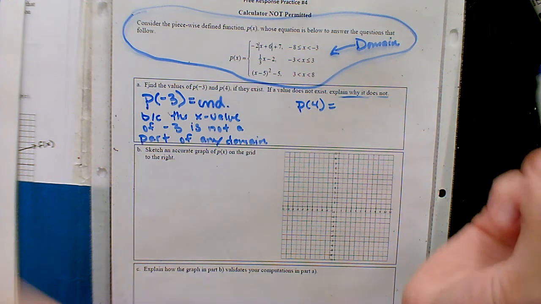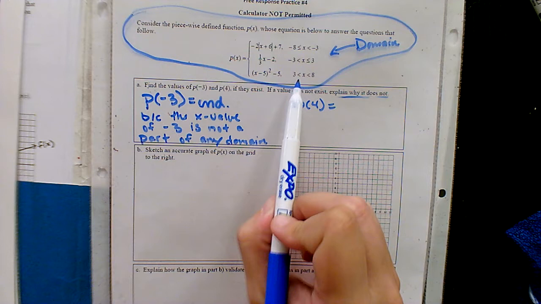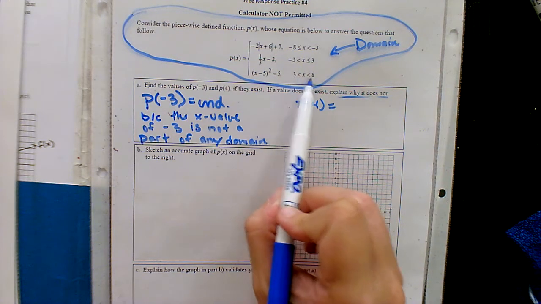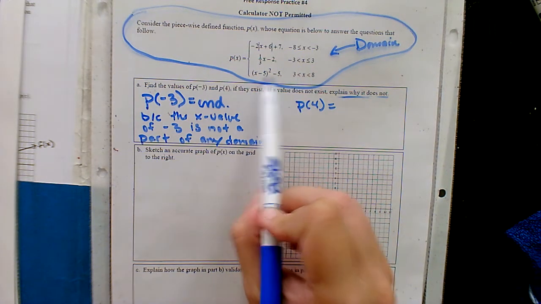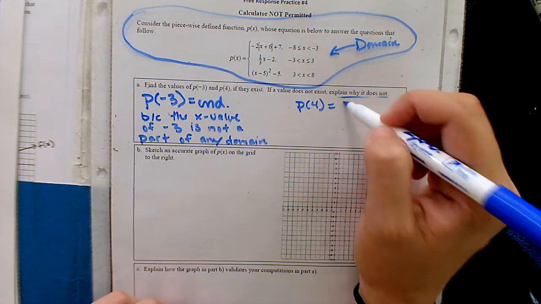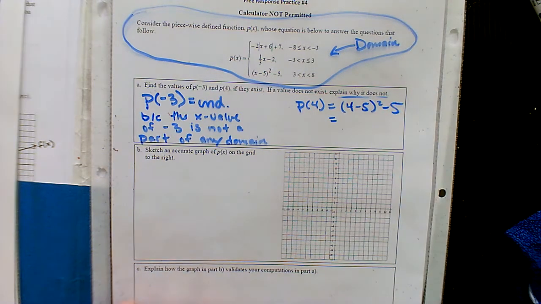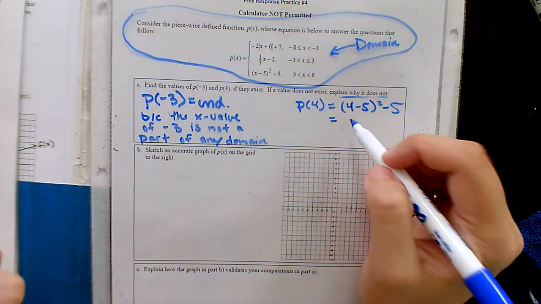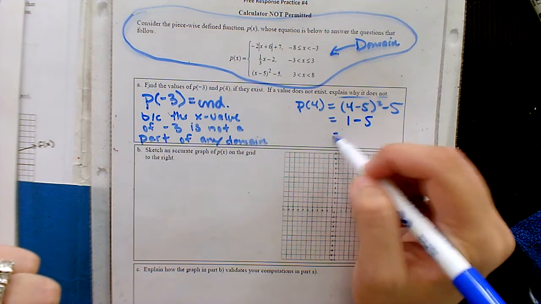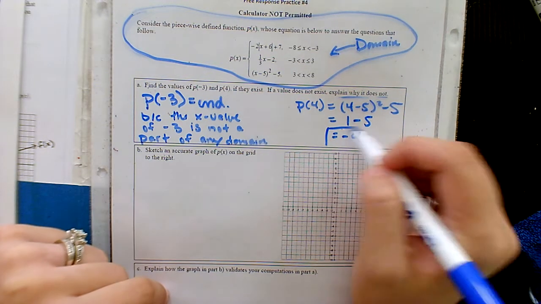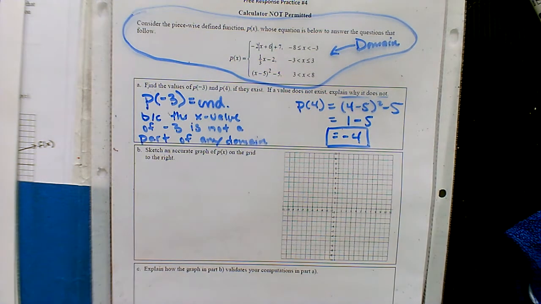Can you find it? Good, Hadley. How'd you know? There you go. 4 is between 3 and 8. So notice how that x value works. We'll go ahead and plug it into that third piece. So 4 minus 5, -1. Square it, you get +1, minus 5, -4. Not too bad. We doing okay?